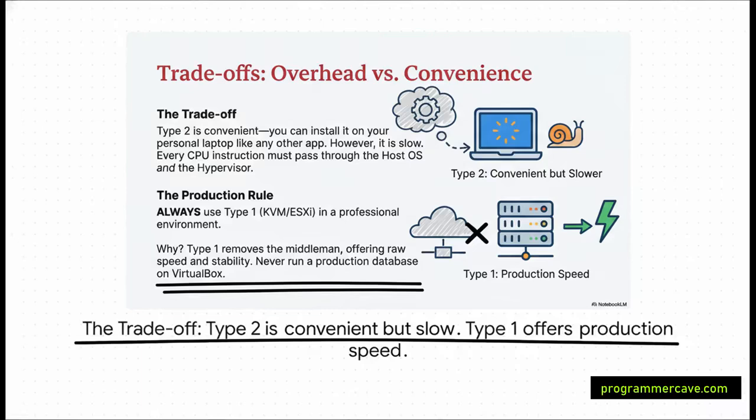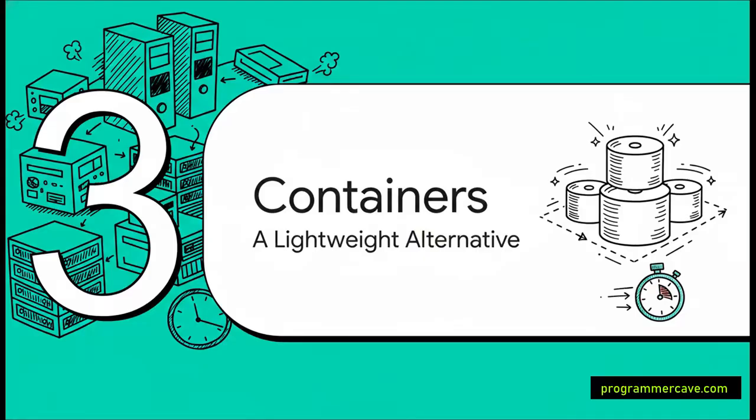For any real production environment, the rule is simple. You always use a Type 1. It cuts out the middleman, and it gives you the raw speed and stability you absolutely have to have for critical applications. Virtual machines are incredibly powerful, but they're also, well, they're heavy. They have to include a full operating system, and they can take minutes to boot up. Developers realized they needed something faster, something more lightweight, and that need led us directly to our next topic, containers.